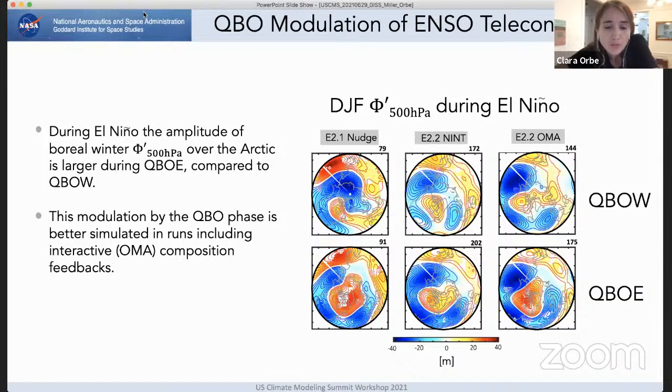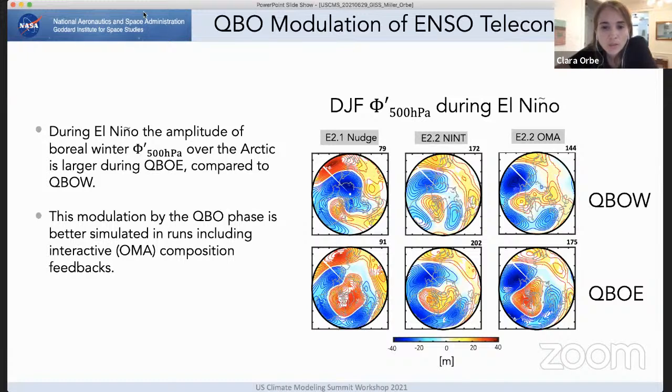For the sake of brevity, I'm just going to be focusing on one metric of these teleconnections. Here what we're looking at are anomalies in boreal winter 500 hectopascal geopotential height during El Nino. The top panels show what these anomalies look like during QBO West, and we have QBO East in the bottom panels. If you'll just note the top right-hand corner in each figure, it denotes the number of events included in each composite. If we compare to previous studies, this does actually represent a significantly larger number of events included as a result of these larger ensembles.